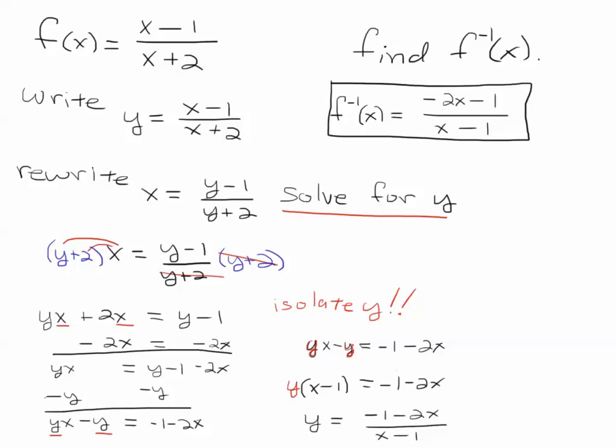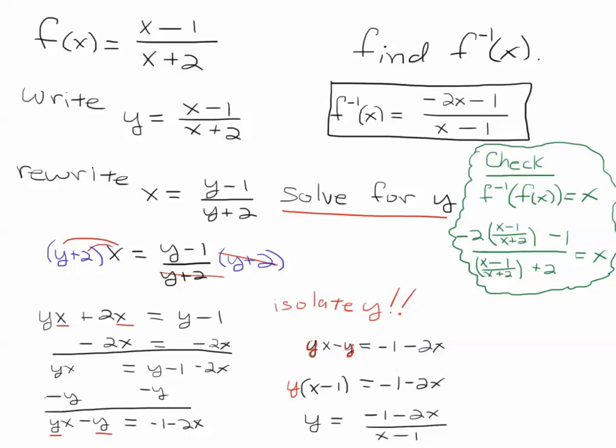Now to check your answer, what you could do is plug in f of x, substitute it into f inverse of x, and you should obtain x. In other words, if I take the rational expression x minus 1 over x plus 2 and I substitute it into the inverse function, as I've done here, that should all cancel out and simplify to x. I'll leave that to you to do.